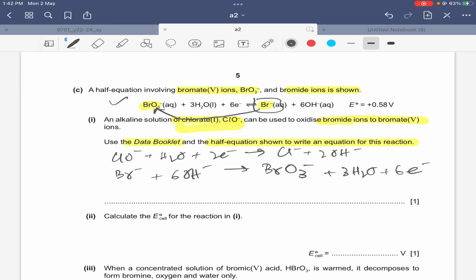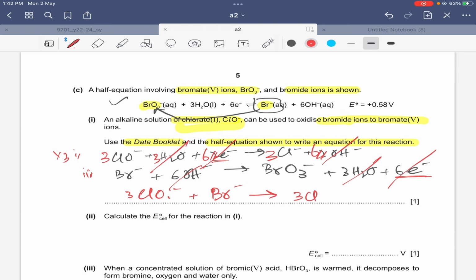Now we have to add these two equations, but before that, we have to cancel the electrons. If this is equation 2 and this is equation 1, in equation 2 we have 6 electrons, and in equation 1, 2 electrons. So that means multiply equation 1 by 3. So this becomes 3ClO minus, 3H2O, 2 3s are 6, 3Cl minus and 2 3s are 6. So 6 electrons would be cancelled by 6 electrons, 6OH ions cancelled, and 3H2O cancel. What we are left with is 3ClO minus plus Br minus gives 3Cl minus plus BrO3 minus. So this is the final equation when we react alkaline chlorate ions with bromide ions.